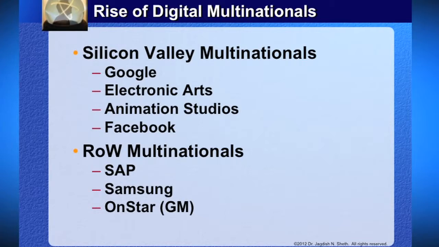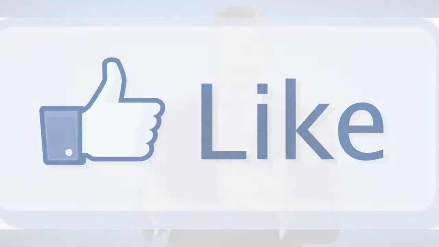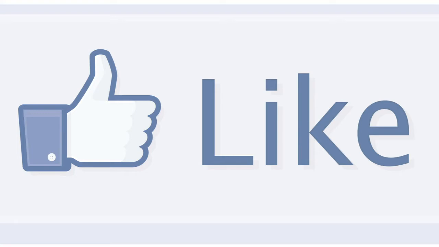We also see the rise of new Silicon Valley multinationals. And these are companies we never heard of maybe 20 years ago, such as Google. Electronic Arts, that makes all of the video games, for example. Animation studios like DreamWorks and Pixar. They're all newer companies. They don't have the legacy of the industrial age, and therefore companies that have an industrial age legacy and a culture actually are at a disadvantage. And of course, the latest one everybody talks about is Facebook, along with LinkedIn and all of the social media companies, as we call them.